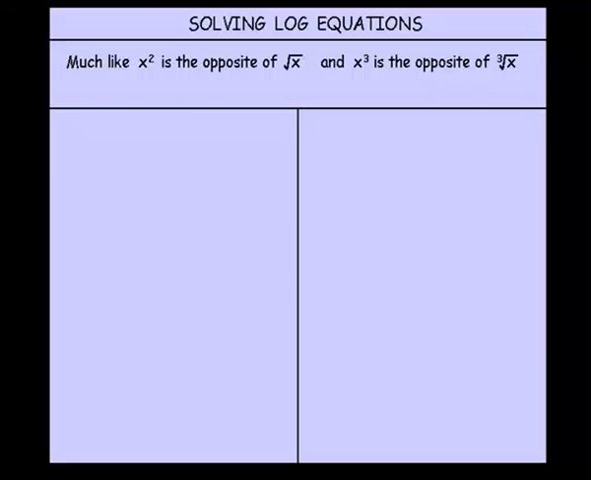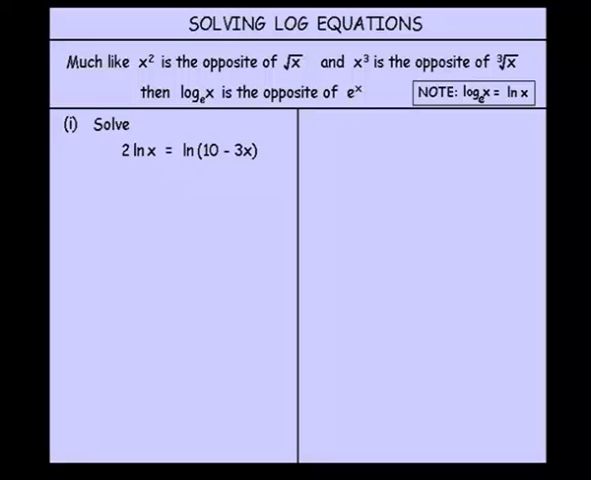Much like x squared is the opposite of the square root of x, and x cubed is the opposite of the cube root of x, the log of x is the opposite of exponential x. So the log of x is opposite to e to the x. And just on the calculator, note that log base e of x will be written on your calculator as ln x. Not only on the calculator but often in equations in books and so on. So we're asked to solve 2 log x is equal to log of 10 minus 3x.